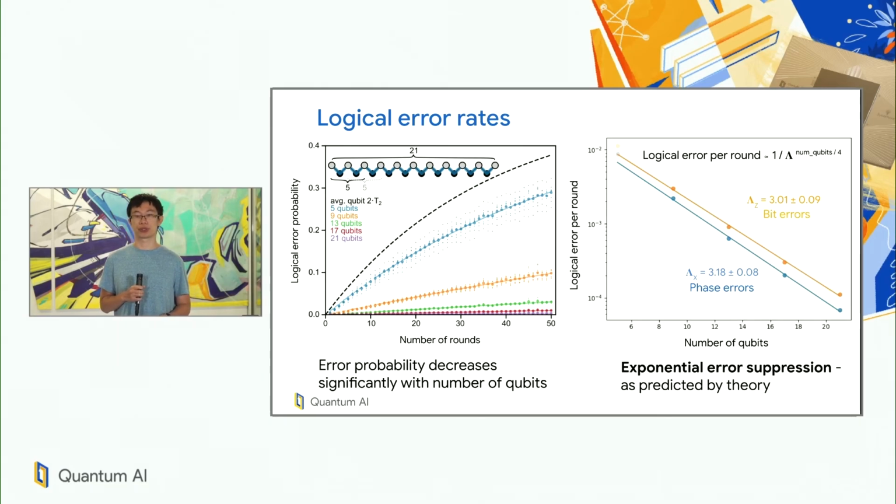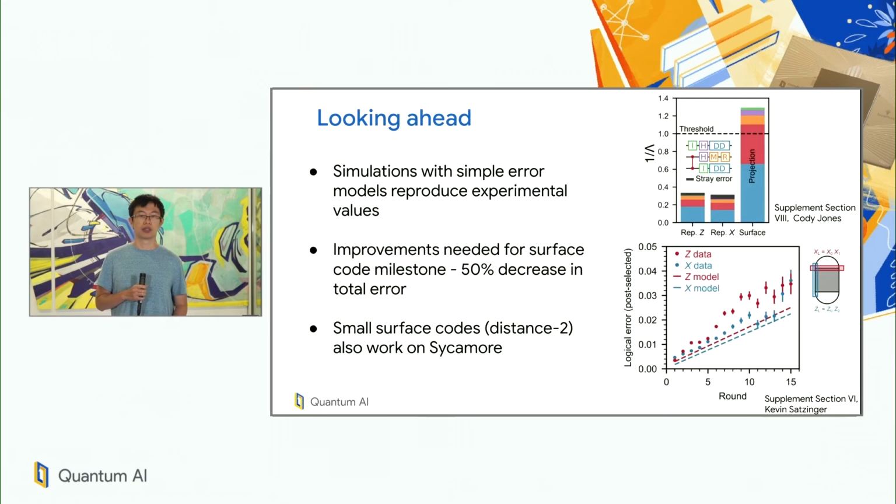Additionally, this experiment was also a really good test for our theoretical models. So some work by my colleague Cody Jones showed that simulations of our experiment with simple error models reproduce the experimental values reasonably well. These same error models also point to the fact that we're going to need improvements to hit our surface code milestone. We need about a 50% decrease in the total component error rates. Nonetheless, we have run surface codes on the Sycamore device. In the same work, we showed that a distance 2 surface code, which is the smallest surface code that you can run, works on the Sycamore device. And some work by my colleague Kevin Satzinger shows that the results agree reasonably well with, again, numerical simulations.